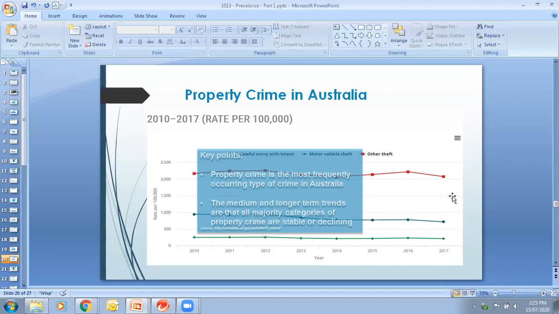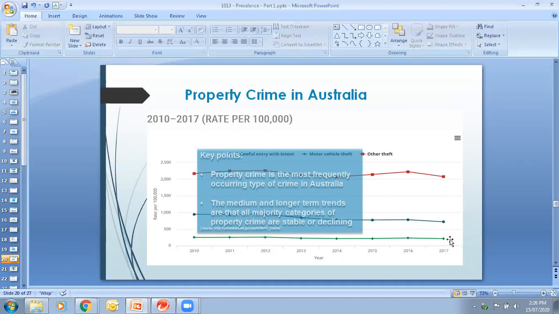UEWI, unlawful entry with intent, motor vehicle theft, and other theft. So in 2010, the rate of motor vehicle theft was 245 per 100,000, and that represented a 10% decrease from the following year. However, the most rapid decline occurred between 01 and 04, when it fell on average by 8% per year. Now, if we look at motor vehicle theft, which is the green one, it seems to be staying fairly steady. That only goes to 2017.